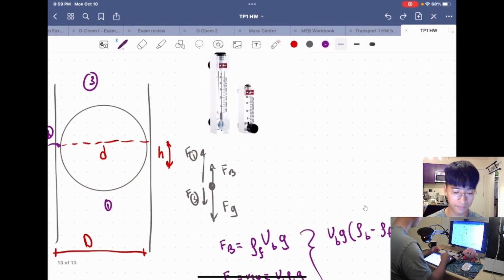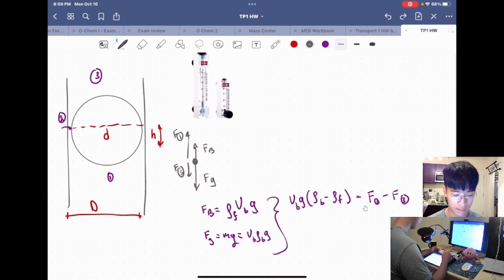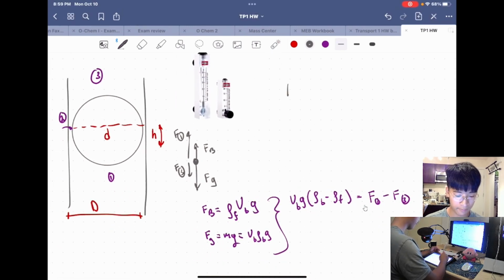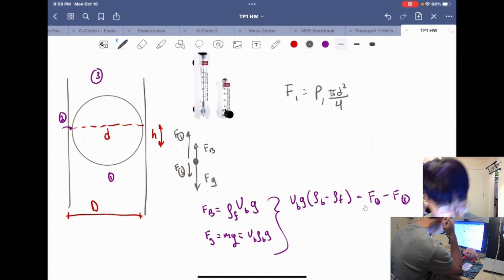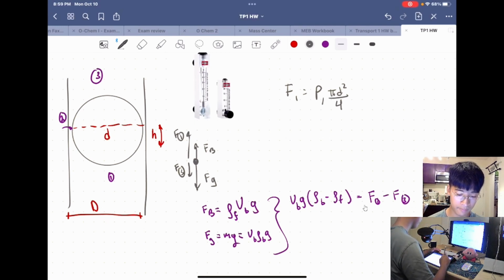So we can call F1 equal to P1 multiplied by the area of a circle, which in terms of diameter is pi d squared over 4. So we can say F3 is equal to P3 pi d squared over 4.